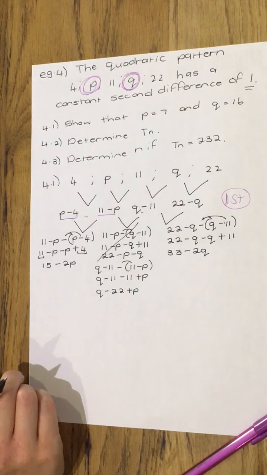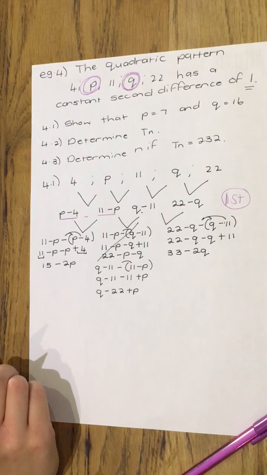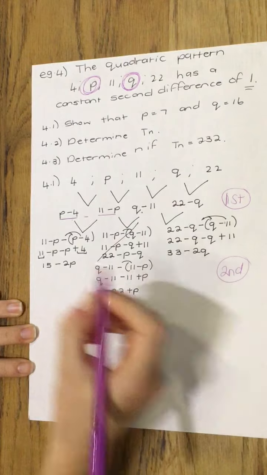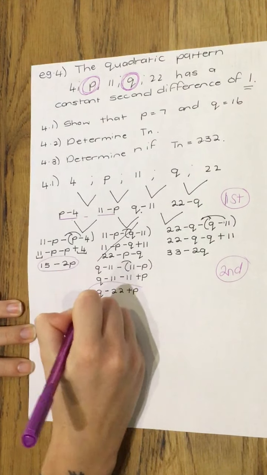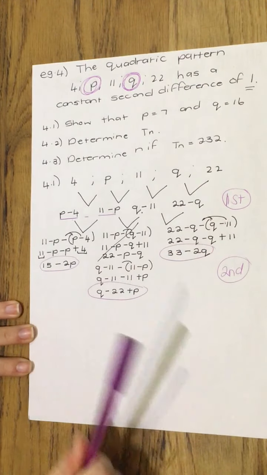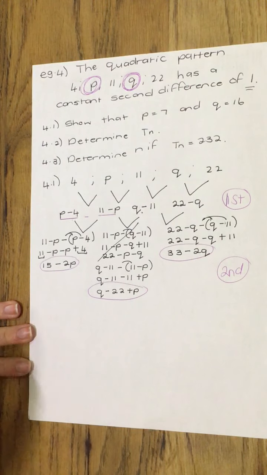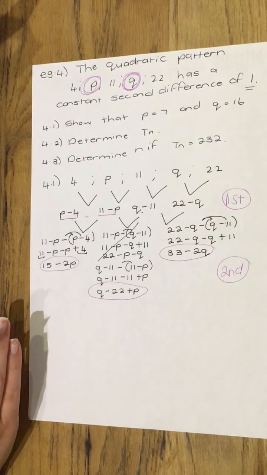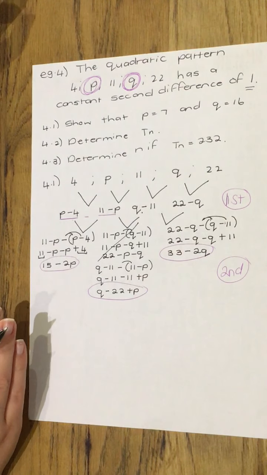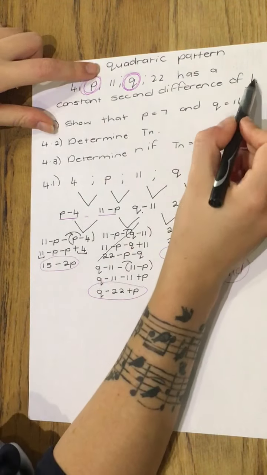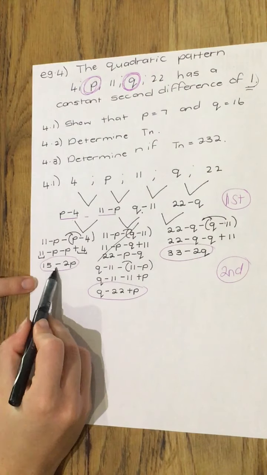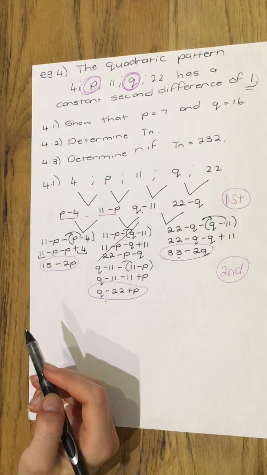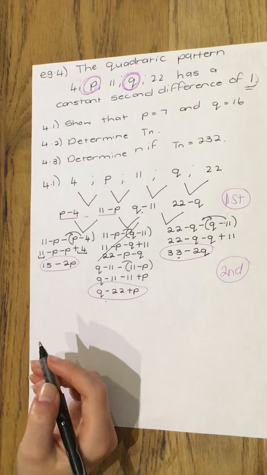All right. So now your next step, you've got your second difference. This is your second difference, that's there, and there. So what do we need to do now? We are trying to show what P and Q is. Now, what information did they give you? They told you that the second difference is 1. In other words, all three of these are equal to 1. So I can hereby use my simultaneous equations.